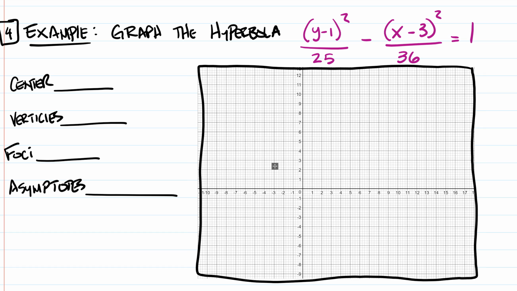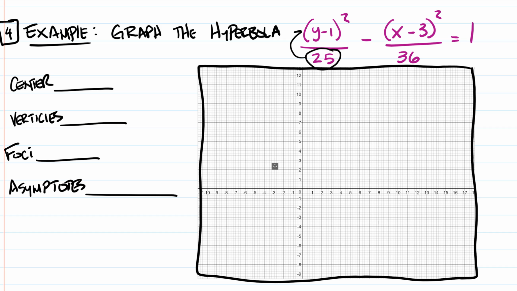Okay, box 4 is going to be an example. We're going to graph y minus 1 squared over 25 minus x minus 3 squared over 36 is equal to 1. So right away, we know this is going to be a hyperbola, and we also know that this is going to be an up-down hyperbola because the 25 is the positive number of the denominators here, and it's underneath the y, and y's go up and down. That's how you can remember it.